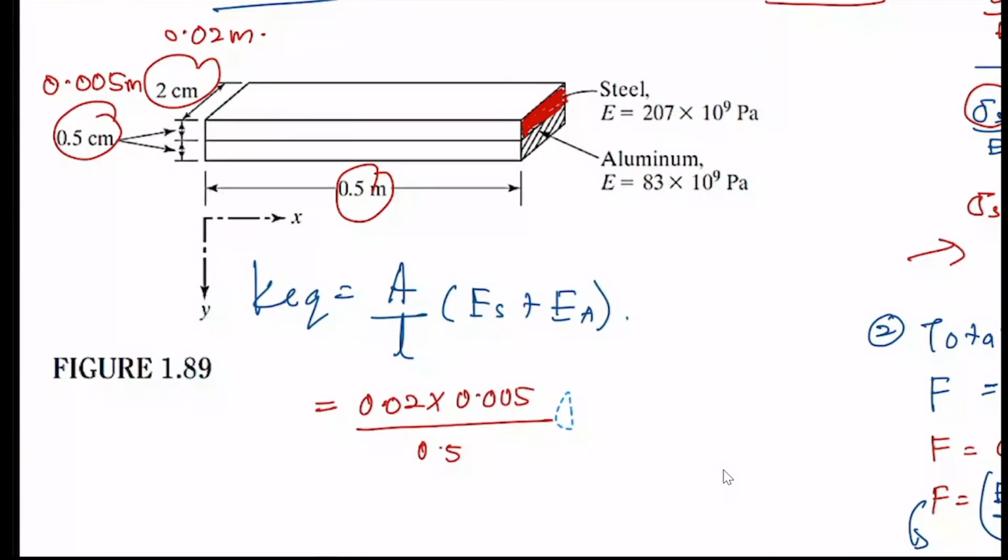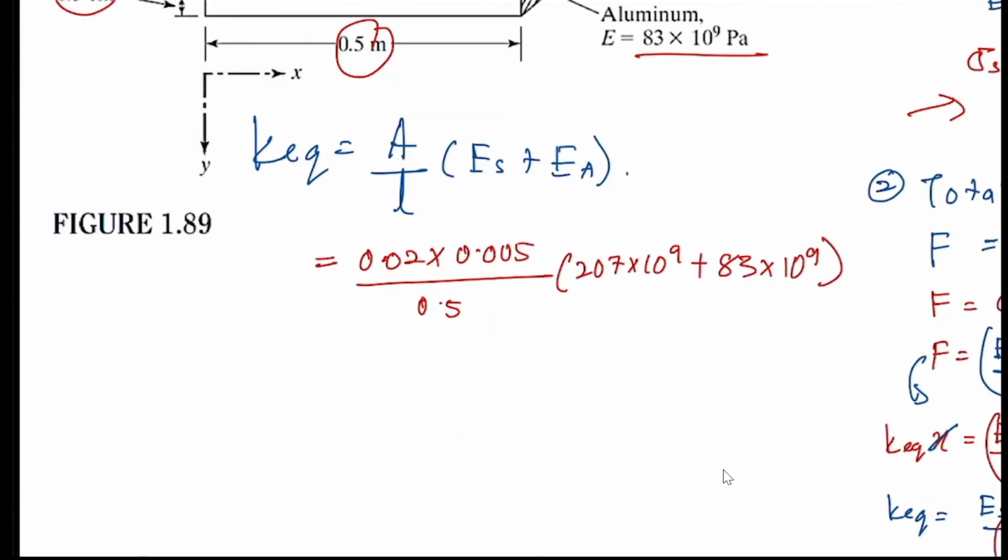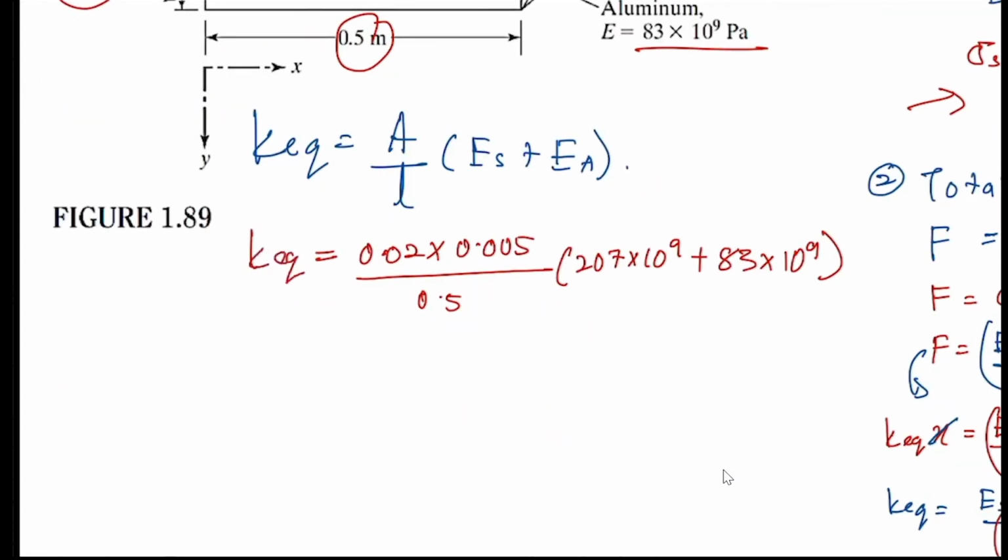And then multiply with the summation of both materials' Young's modulus. So Young's modulus for steel is 207 times 10 to the power of 9, plus the Young's modulus for aluminium, which is 83 times 10 to the power of 9. If you calculate this, your equivalent K, you'll get 5.8 times 10 to the power of 7 Newton per meter. All right, so that's the answer for this question.